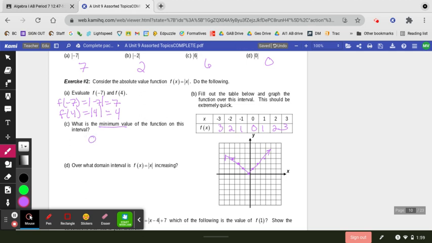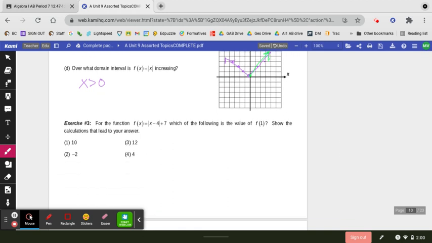Over what domain interval is it increasing? So where is it increasing? It's increasing when x is greater than 0. So it's increasing from 0 on. That part that I made green.